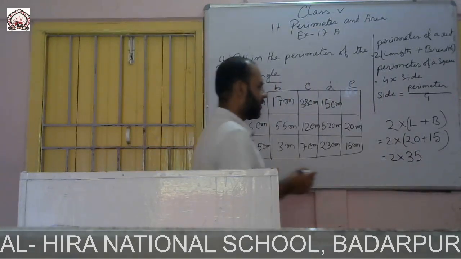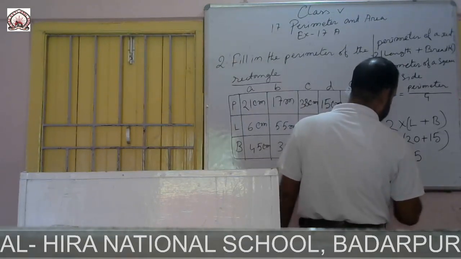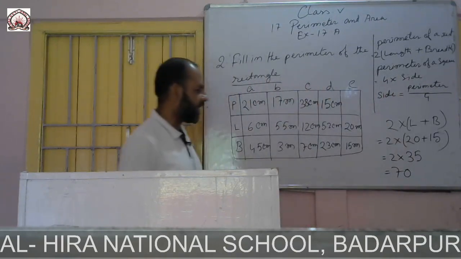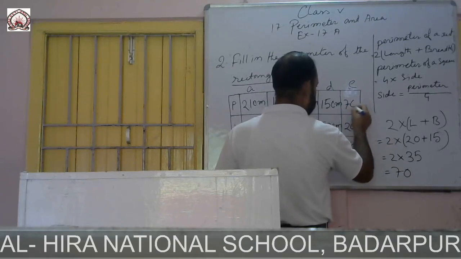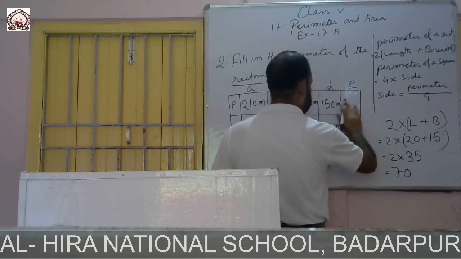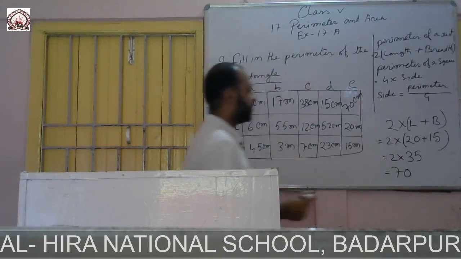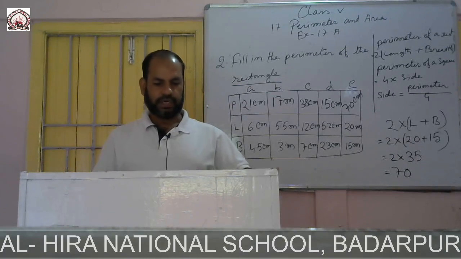35 twos are 70. 35 twos are 70 centimeter. Okay, next.